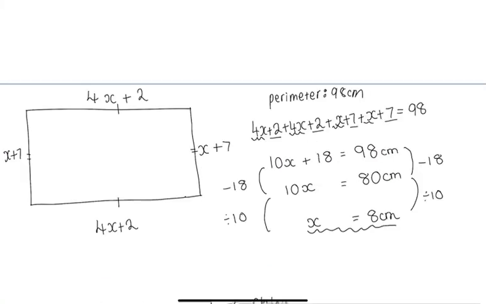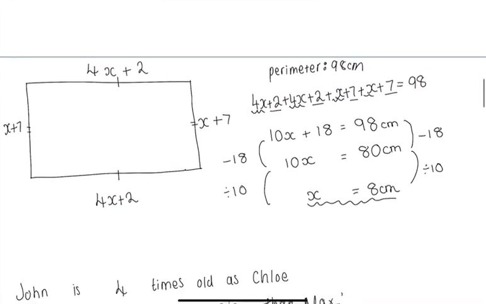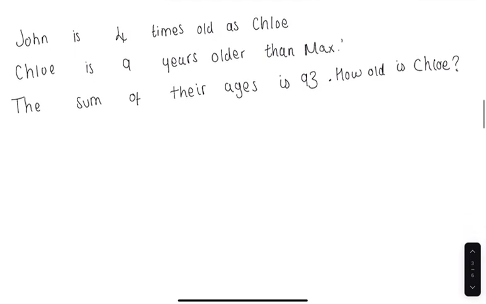Okay, now the final example we're going to look at to finish off this video is a worded problem. Let's have a look. It says here, John is 4 times as old as Chloe. Chloe is 9 years older than Max, and the sum of their ages is 93. How old is Chloe? Well, what we first need to do is come up with algebraic expressions for their ages before we can go ahead and solve this.